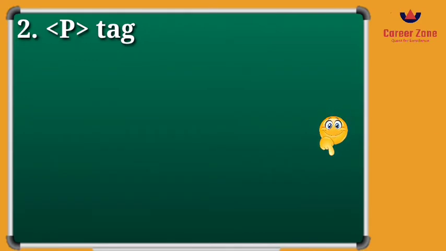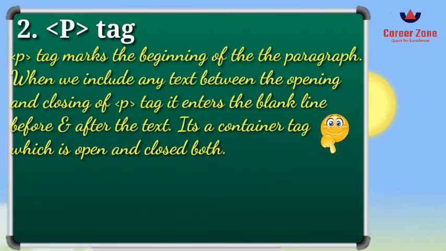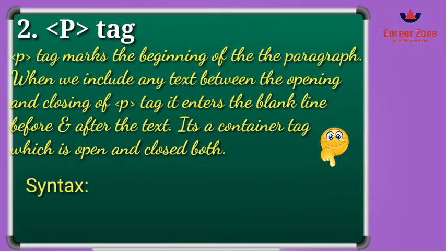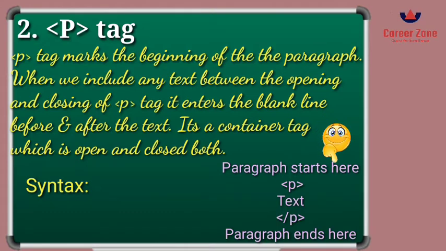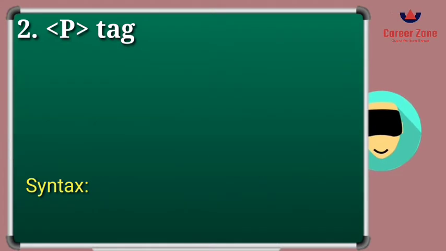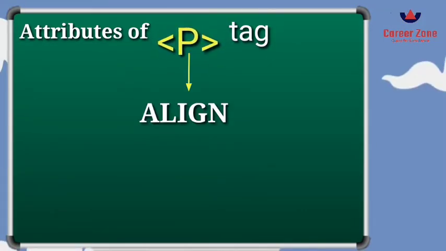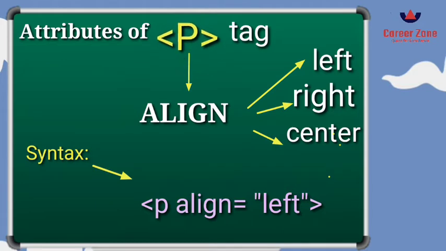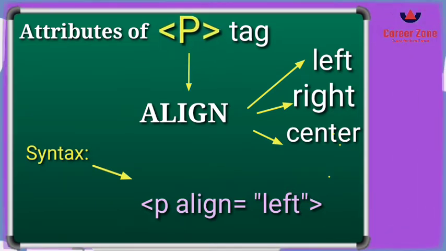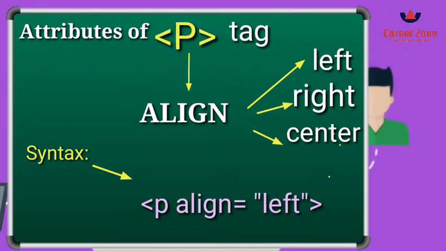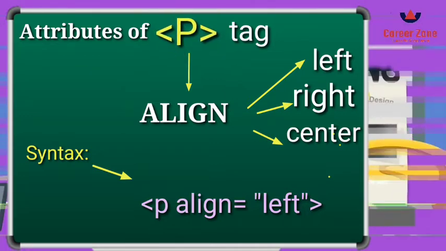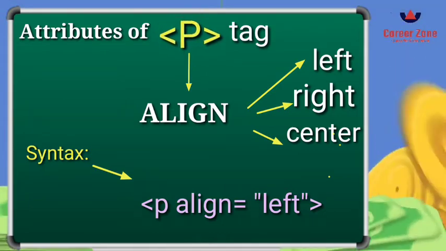Second tag is the P tag, which is also called the paragraph tag. It gives space before the start and after the end of the paragraph. It is also called a container tag, which is required to be opened and closed both. Let us now look at the different attributes of the P tag. The P tag, which is the paragraph tag, has only one attribute, that is align. The paragraph can be set to left, right or center aligned, for which the value will be left, right or center enclosed within double quotes.